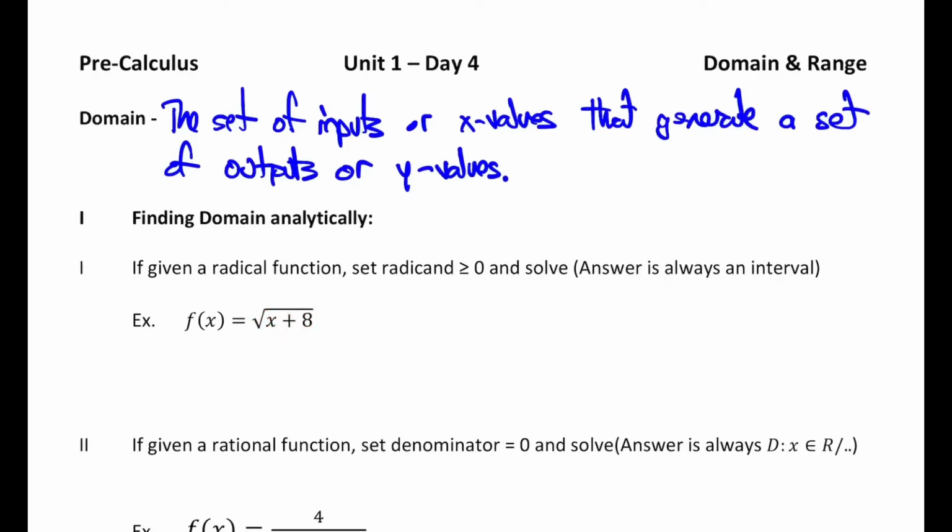So it's pretty easy. I like to use D for domain. We're going to set x plus 8 greater than or equal to 0, and you just solve this. So my domain for this function is going to be x is greater than or equal to negative 8.